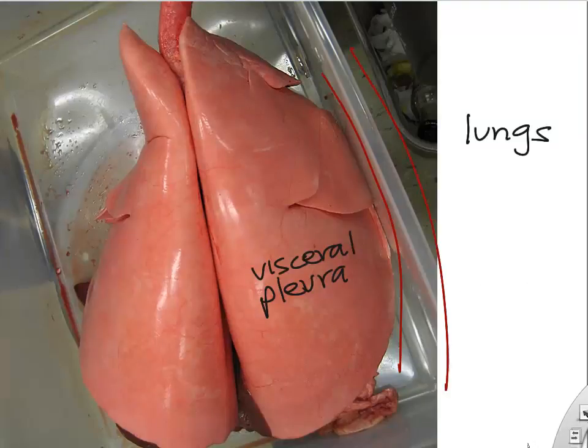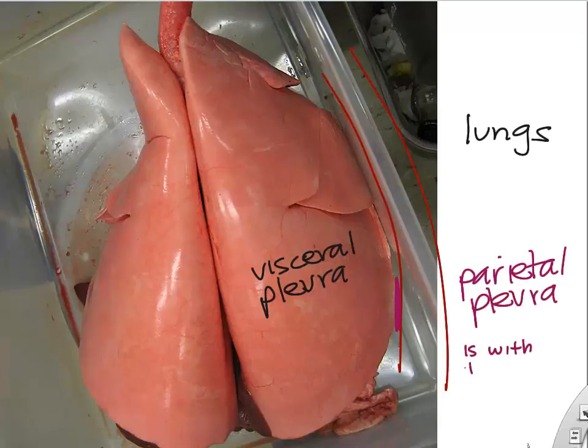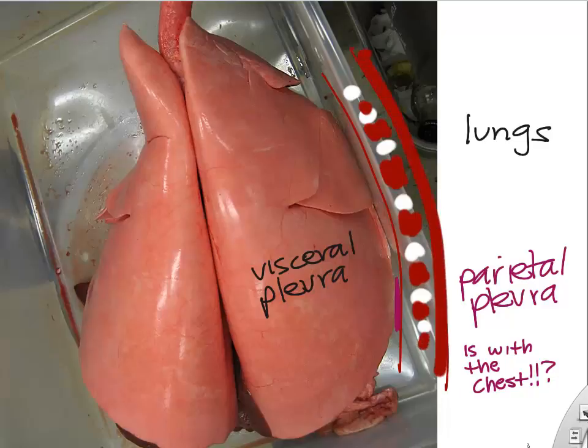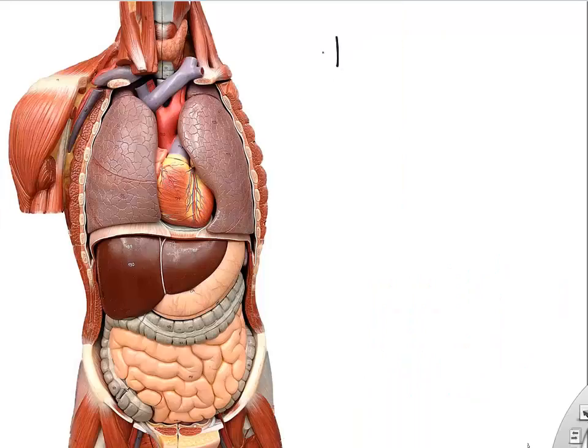If you look at a pair of lungs, you're actually looking at the visceral pleura, and you might be wondering, where is that parietal pleura? Well, it's actually left stuck to the chest wall. So wherever that chest wall of that animal went, that's where the parietal pleura is. You can think of the parietal pleura kind of like a wallpaper stuck to the chest, and the visceral pleura is stuck to the lungs.